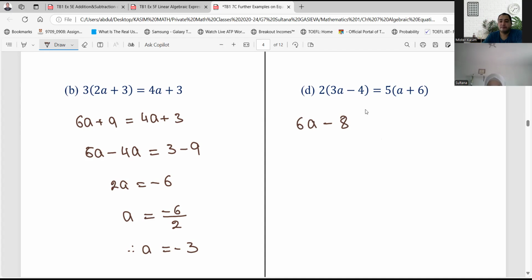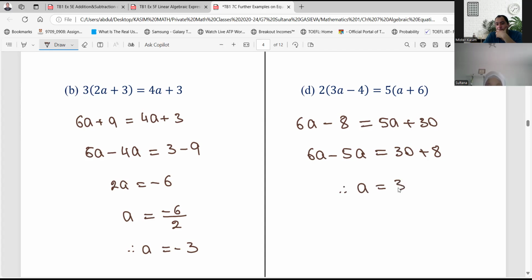Okay, so 6a minus 8 equals 5a plus 30. Yes. And 6a minus 5a equals 30 plus 8. Yes. And a equals 30 plus 8, 38. Don't say like that. 38. Oh yeah. Every step simplifies, Sultana.